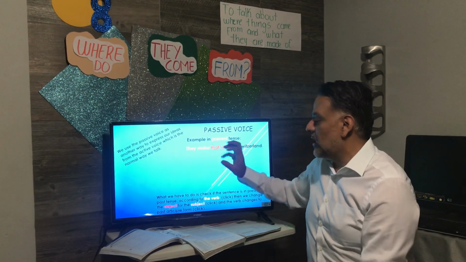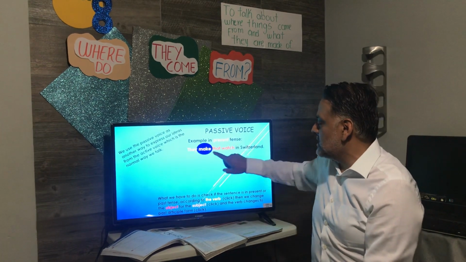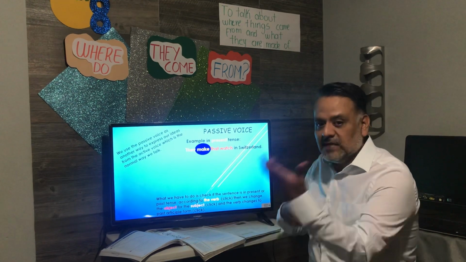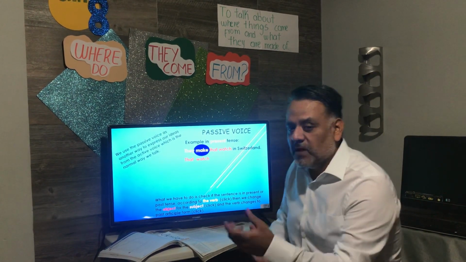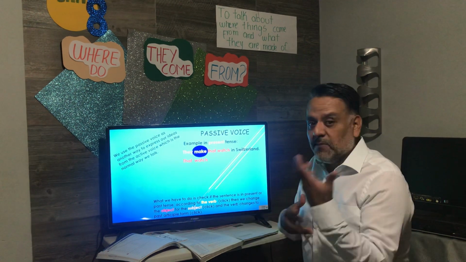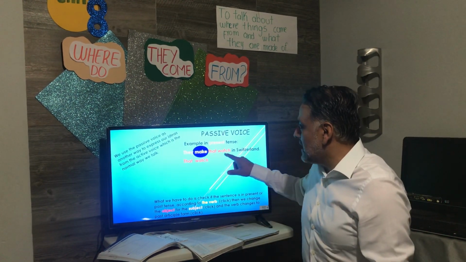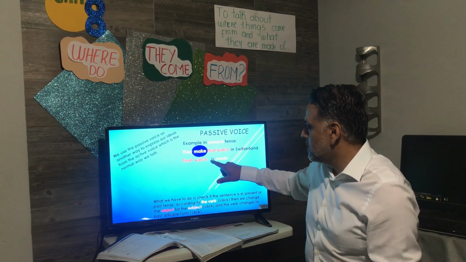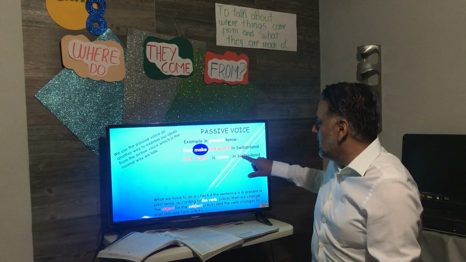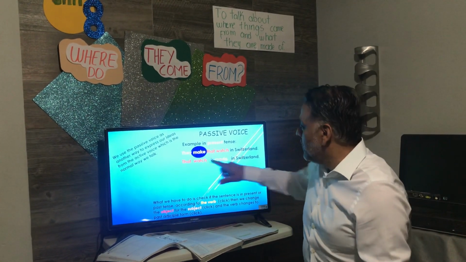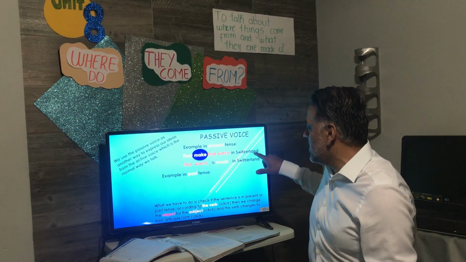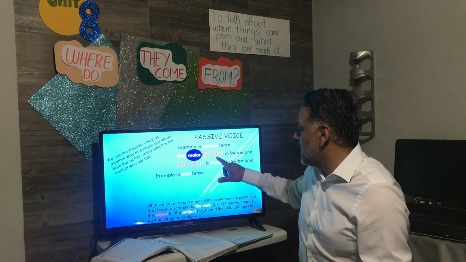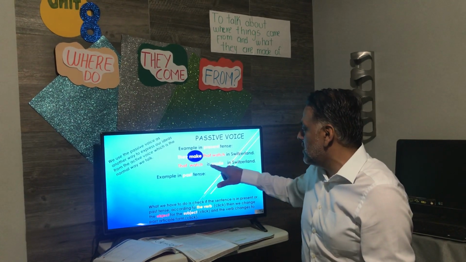In this case, we're going to change the verb that is in the present tense to the past participle form. In this case, make is going to be changed. For example, that watch is made in Switzerland. Okay? They made that watch in Switzerland. That watch, that is the object after the verb, it's going to be at the beginning. And then it's going to be is made.